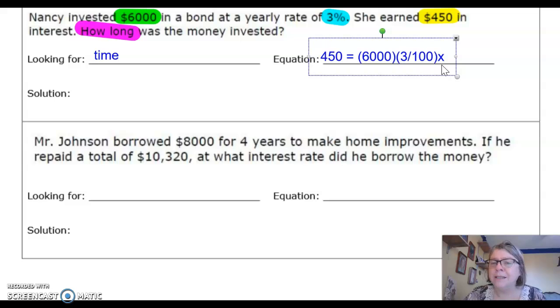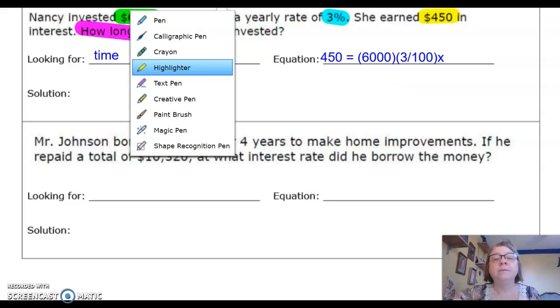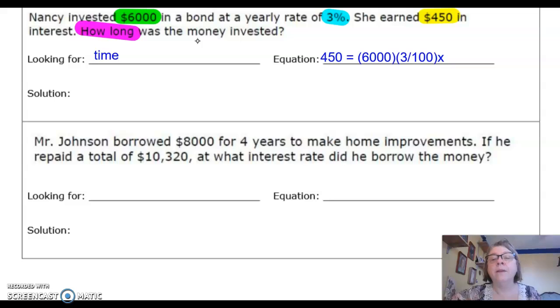But I don't have my Nspire. I only had my cell phone calculator. So this is what I did. First thing I did was I put this in the calculator. 6,000 times 3 is 18,000 divided by 100. I got 180. So 180x equals 450.